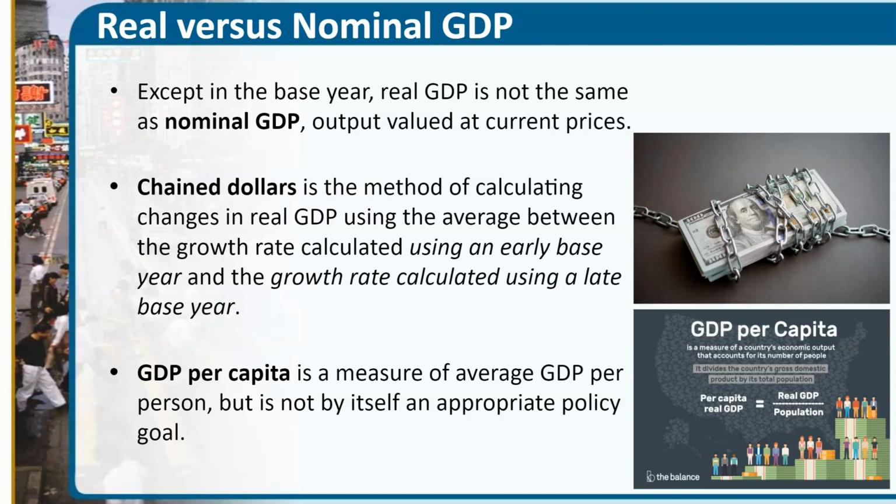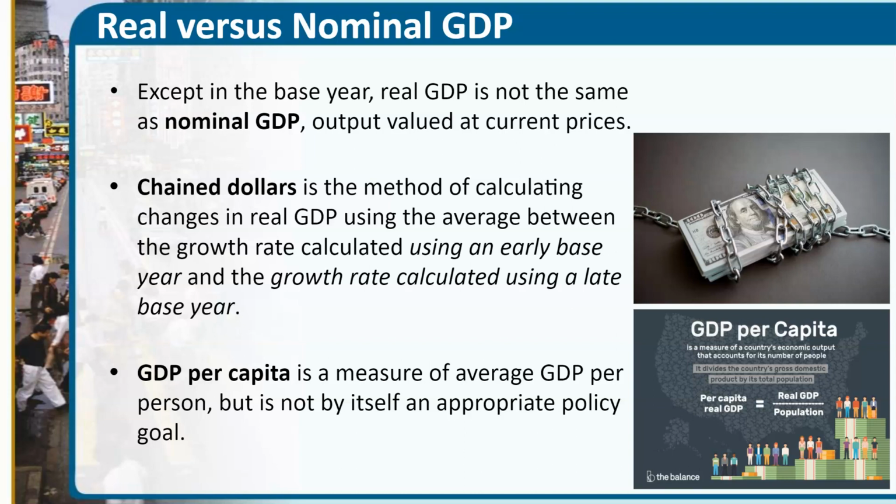Now, notice I said the idea of real GDP was looking at it with a base year price. Nominal GDP is looking at it at current prices, right? So when we look at this base year for real GDP, we're looking at what we call chained dollars. This is the method of calculating changes by using averages between the growth rate using that base year I talked about, 2010, and the growth rate calculated using a later base year, such as 2020, for instance. You're measuring the average between the two of them to get what we call chain dollars.